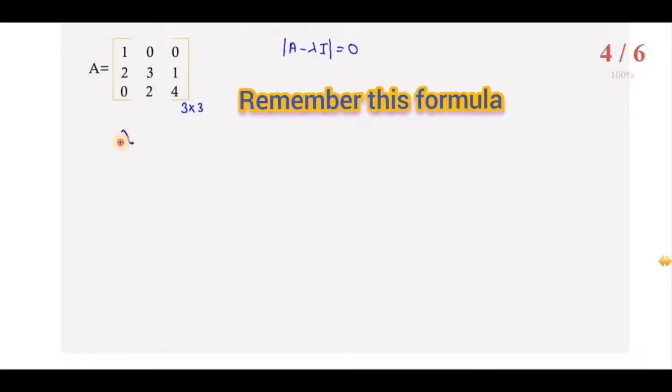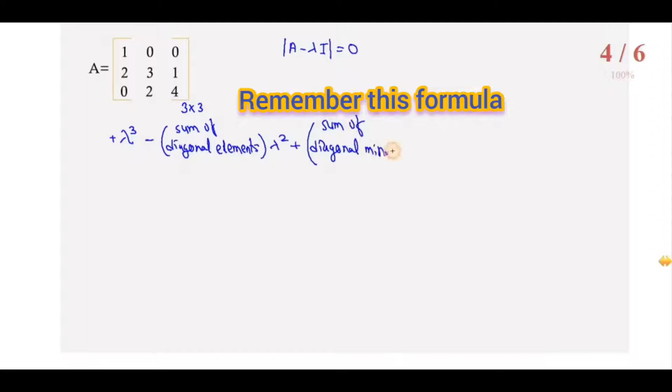For that, remember this formula: lambda cube minus the sum of the diagonal elements of this matrix into lambda square, plus the sum of the diagonal minors into lambda, minus the determinant of the given matrix is equal to 0. So this formula is: lambda cube minus sum of diagonal elements into lambda square plus sum of diagonal minors into lambda minus determinant of A is equal to 0.